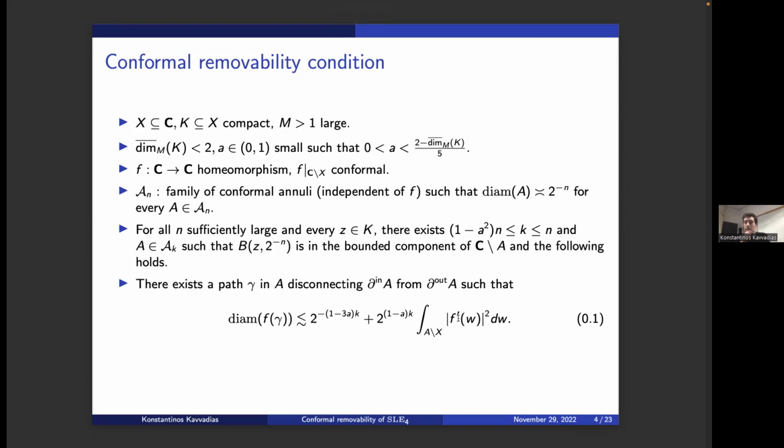Right now, it is not clear why we need that condition. It will be clear why we need that condition in the following slides. But that's the most important condition here. Inequality 0.1. So here there are two things that we need to remember. First of all, that these annuli are dense in this sense here: for every point in the compact set, we can fit an annulus, which can be made arbitrarily close to z. And for every such annulus, we also have this path satisfying this inequality.